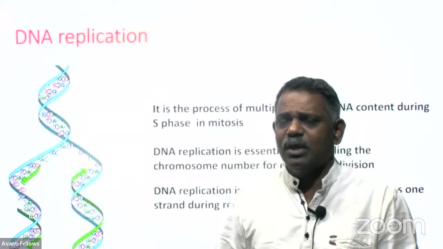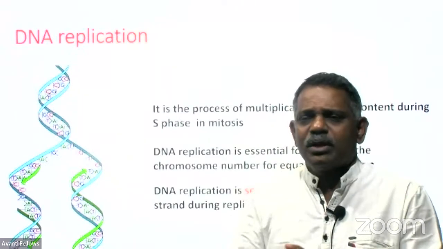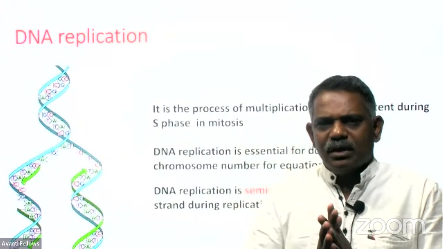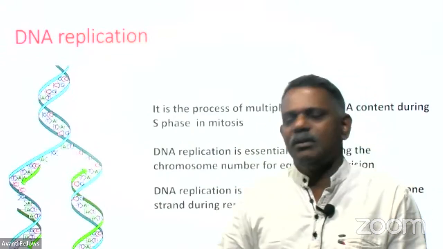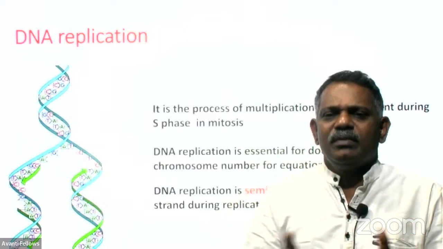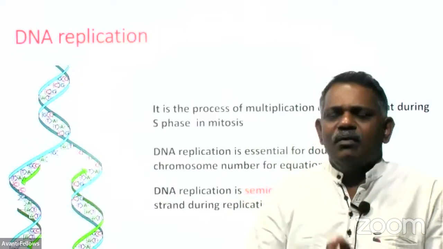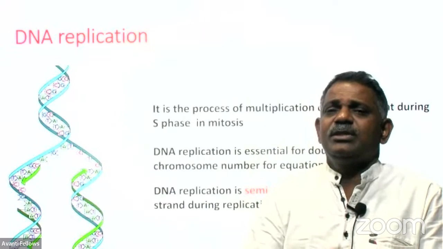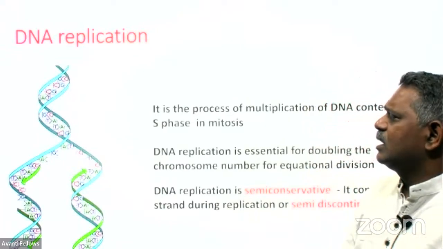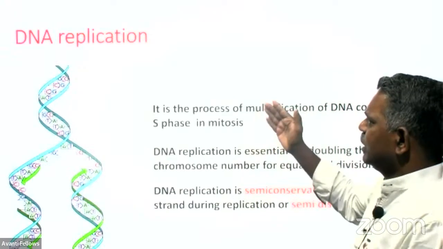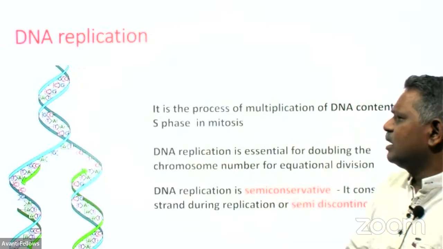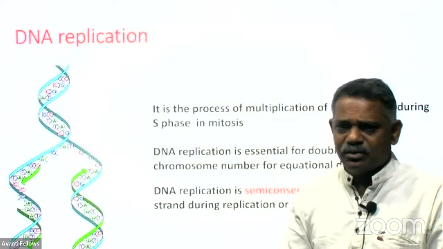Just now I told you about one of the most important characteristic features of the genetic material, that is the replication or the multiplication. Replication is the process to multiply the content of the DNA without making any change in its chemical nature, and that is referred to as DNA replication. So DNA replication is the process of multiplication of DNA content during the S phase in mitosis.